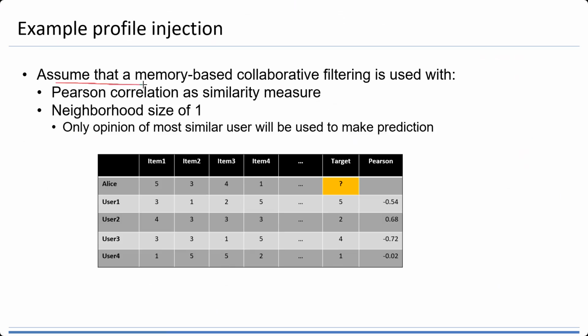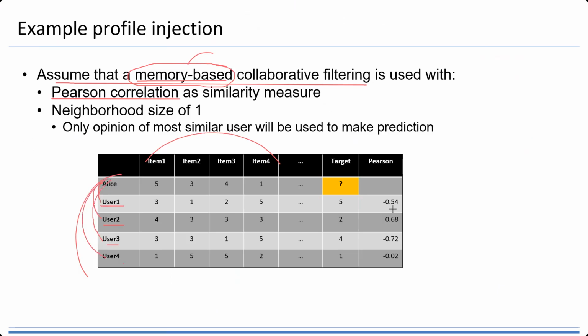Let's assume that we use memory-based collaborative filtering. Do you still remember? Memory-based collaborative filtering means we are using the user base with the ratings, where the row is the user and the column is the item. We call this the memory base. And if you still remember, we apply the Pearson correlation as a similarity measure. We first check the similarity of user 1 and Alice, user 2 and Alice, user 3 and Alice, user 4 and Alice.